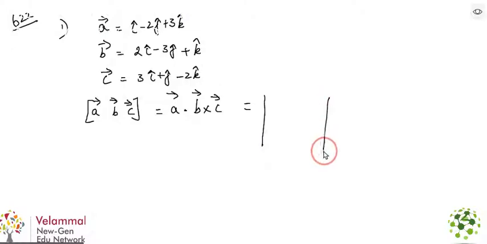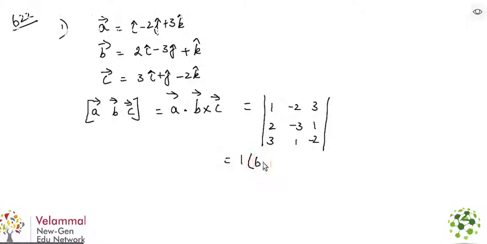It is again the determinant. Vector A is in the first line, vector B is in the second line, and vector C is in the third line. I have just copied the coefficients. When you calculate this determinant, it will give you the value of the box product ABC. I am not calculating the determinant because you know it very well, so I am just writing the answer here.